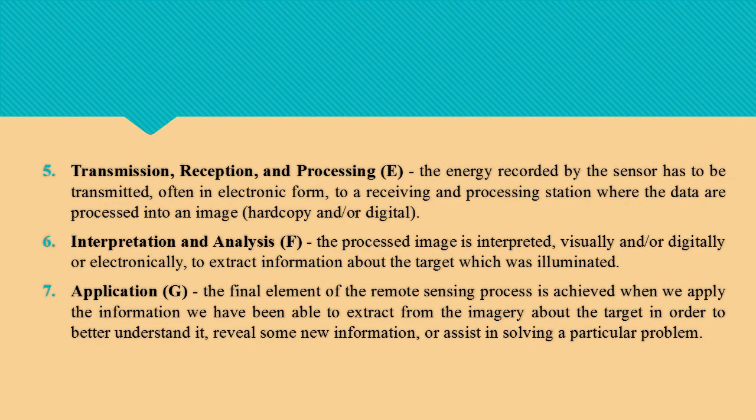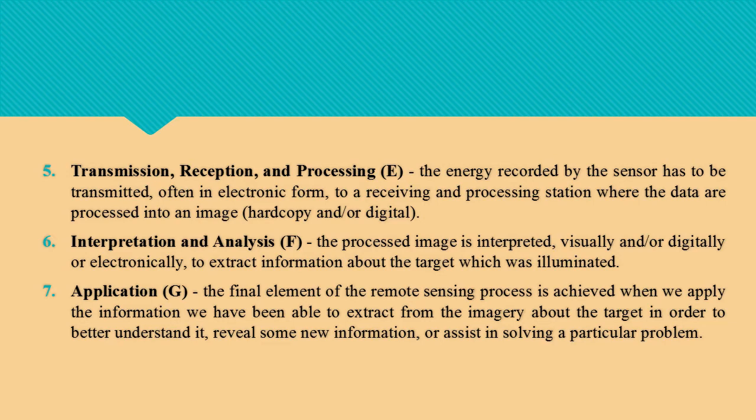E represents the transmission, reception and the processing. The energy recorded by the sensor has to be transmitted in electronic form to a receiving and processing station where the data are processed into an image, either in hard copy and or digital.